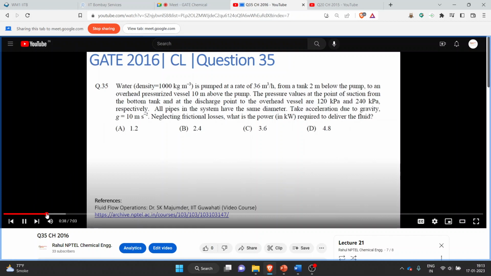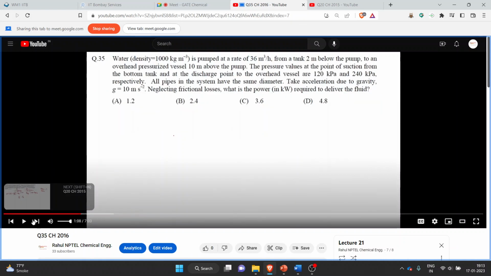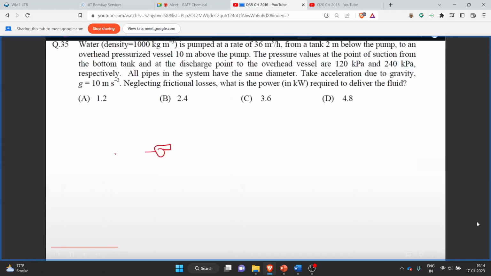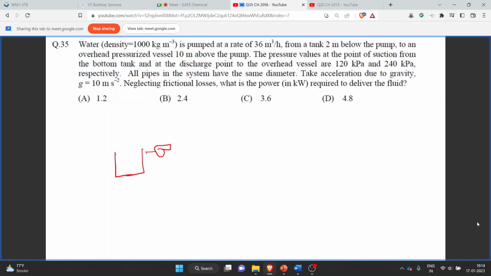Solving this question. If this is the pump, so suction will be at the bottom of the pump, and this height is 2 meter. Then the discharge is at the tank, at the overhead pressure vessel, 10 meter above the pump. If this is the tank, then this height is 10 meter.